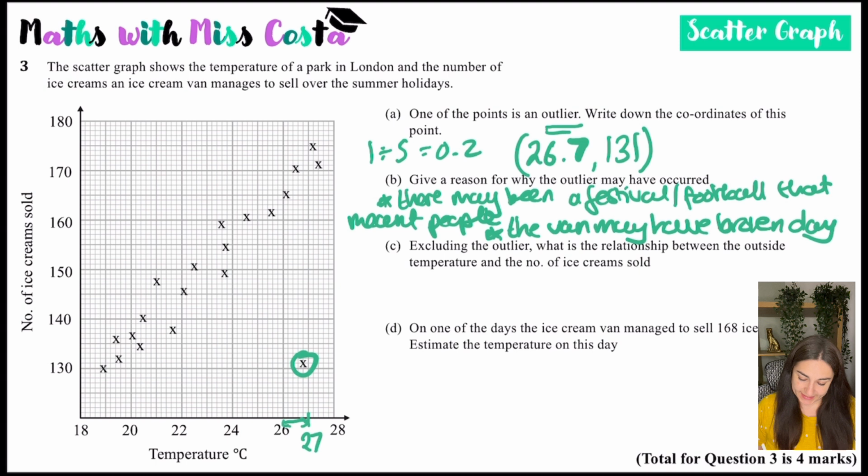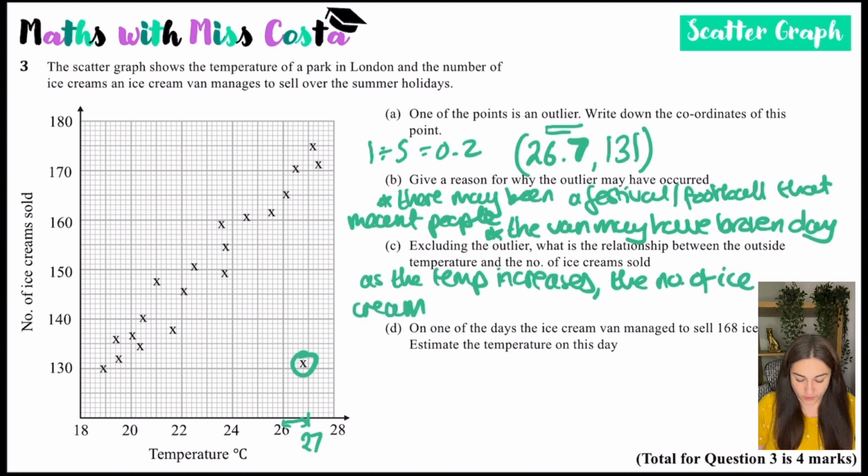Next question says, excluding the outlier, what is the relationship between the outside temperature and the number of ice creams sold? Well, as the temperature increases, the number of ice creams sold increases too. So this is a positive correlation. It means as one variable goes up, so does the other.